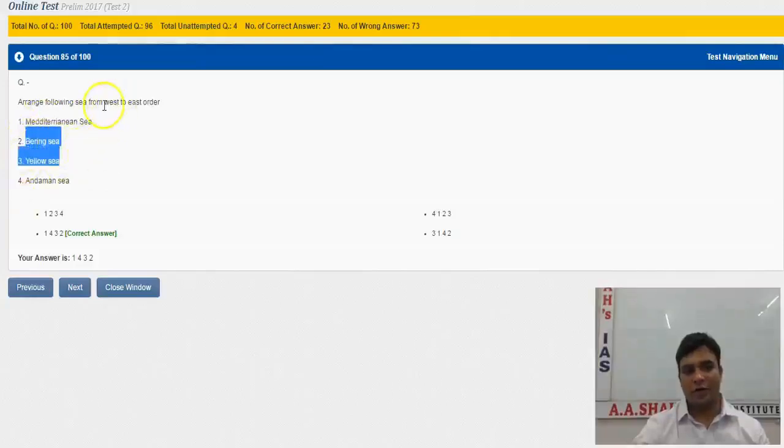And they have asked us to arrange it from west to east. So which is the westernmost point? Mediterranean. So one is the westernmost point. So A or C can be the answer. And which is the easternmost point? Bering Sea. You will find it very clearly on the map. It's in bold letters. Look near Russia. So 2 would be the easternmost point.